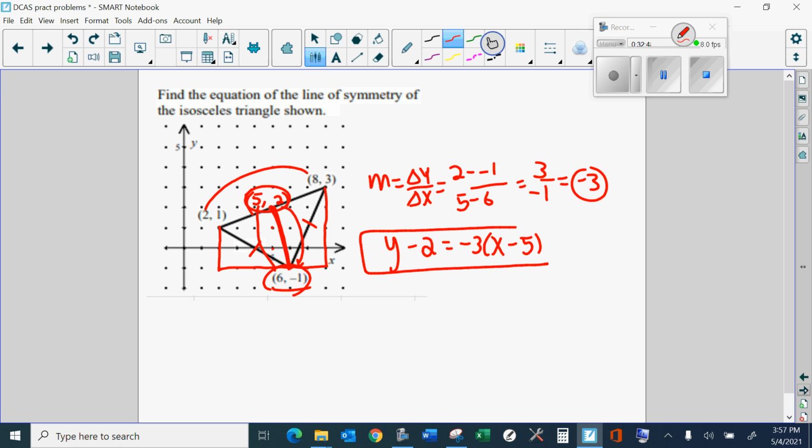That's an equation of a line in point slope form, but let's say it was multi-choice and they had it in slope-intercept, so I'd have to solve for y. So very simply, distributive property, I get -3x, and I have plus 15, and a plus 2 more is plus 17. And there it is in slope-intercept form.